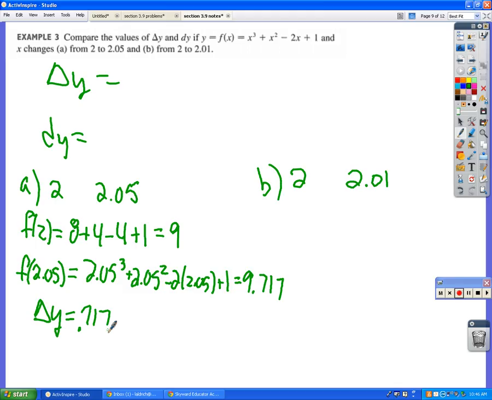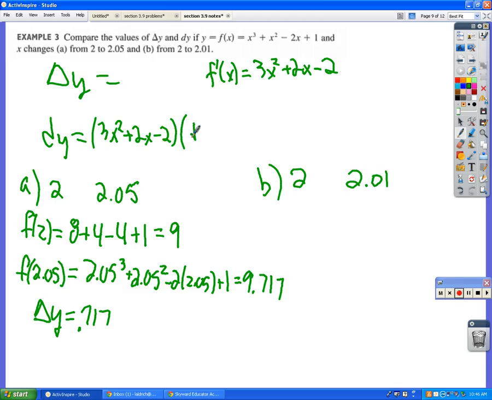Okay. In the dy thing, here's how you do it. You start by taking the derivative, and you get 3x squared plus 2x minus 2. Okay, so my dy is going to be that derivative times the change in x.